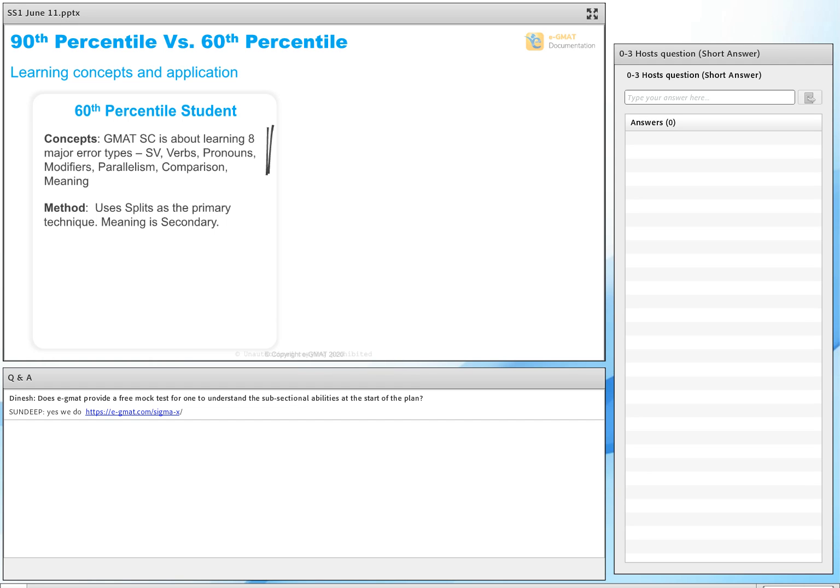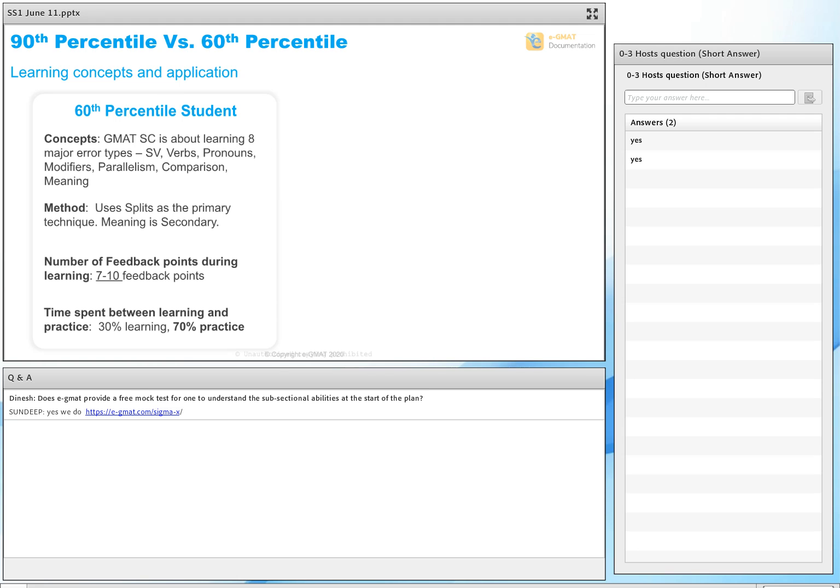And a 60th percentile guy, for him, meaning is an error type, and he or she uses splits as a primary technique to solve an SC question. Anyone over here who does that? Uses splits as the primary technique? We'll get to know, because you're going to solve an SC question and you're going to see how bad that approach is. Okay.